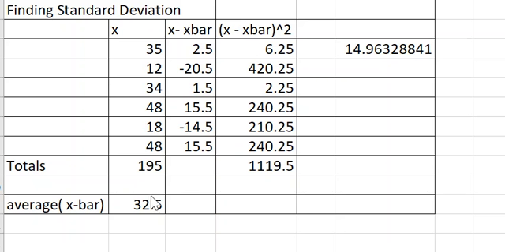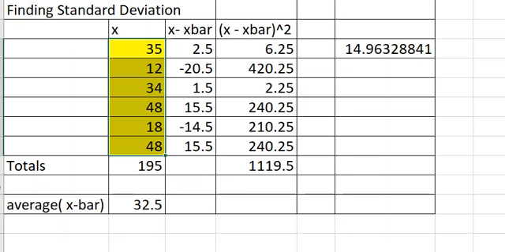This is a demonstration of finding the standard deviation of a set of numbers. In this particular case, we have a set of numbers, 35, 12, etc. You're going to find the average of those first. That's the very first step. And how do you find that average?